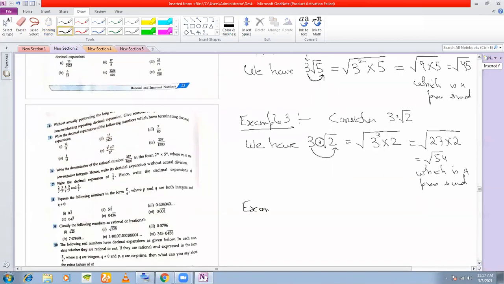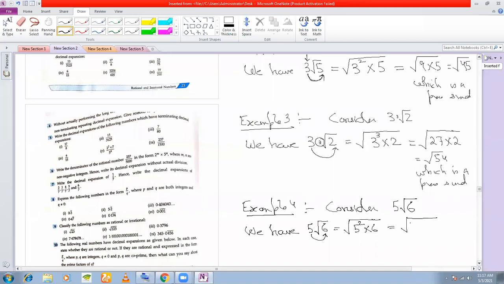Example 4. Consider, let's say, 5 root 6. This is a mixed surd, right? You want to convert it to a pure surd. We can write this as 5 root 6. Again, when 5 enters this radical, because the order of this radical is 2, 5 will become a square. 5 square into 6. So this is root over of 25 into 6, which is square root of 150, which is a pure surd.